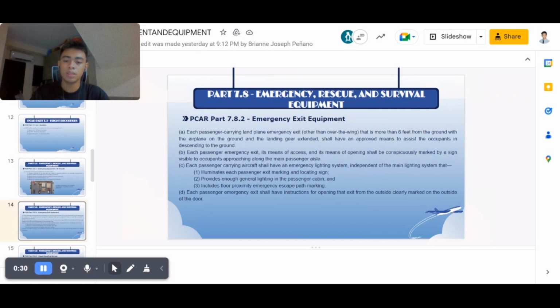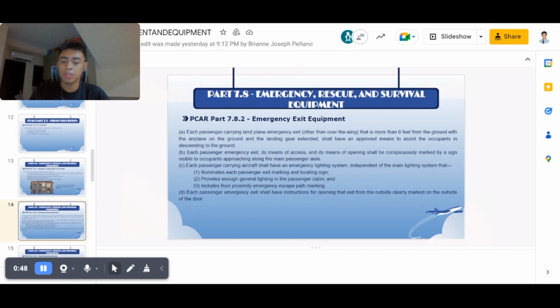So, number one is, kahit anong eroplano that has 6 feet clearance from the ground, nakalabas na yung landing gear nito, has approved means to assist the occupants in descending to the ground. Siyempre, para mas madaling makababa yung mga pasahero, mas okay na rin na meron nag-a-assist sa baba.